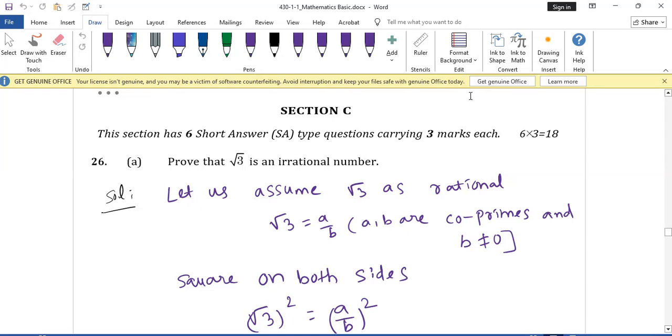Hi children, in the last class we discussed section A and section B questions. Today I am going to explain section C questions from set paper 1 2025. See here, 3 marks questions.